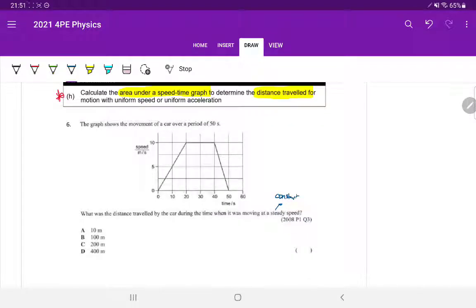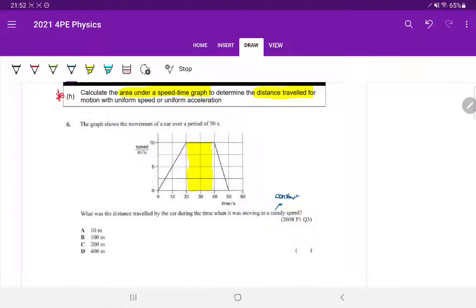How do you find the distance traveled by the car during this time? Distance traveled equals the area under the speed time graph. So you're looking at the area under the speed time graph during this region, so under this constant speed region. Okay, how do you find the area of this? It's a rectangle. Very conveniently, it's a rectangle, so you only need to do length times breadth.